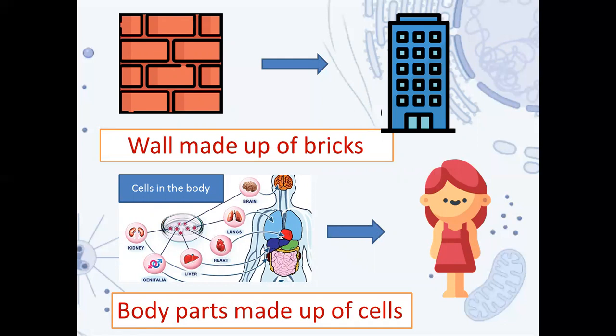Both bricks in a building and cells in living organisms are basic structural units. The buildings, though built up of similar bricks, have different designs, shapes, and sizes. Similarly, in the living world, organisms differ from one another, but all are made up of cells.